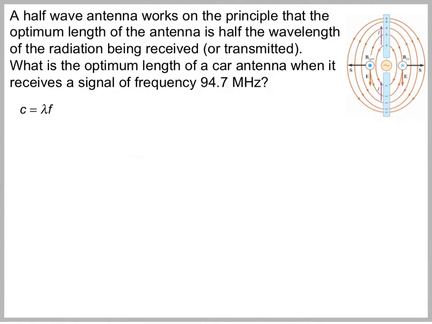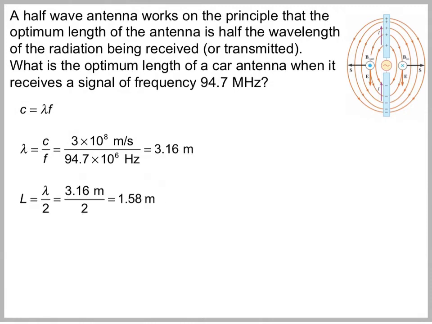So in this case, we know c equals lambda f. If we want to figure out the wavelength, we can use the frequency and the speed of light. So lambda is equal to c over f. We do the calculations and we get that the wavelength is 3.16 meters. The length of our antenna then is half the wavelength. So we divide by 2 and we get 1.58 meters.